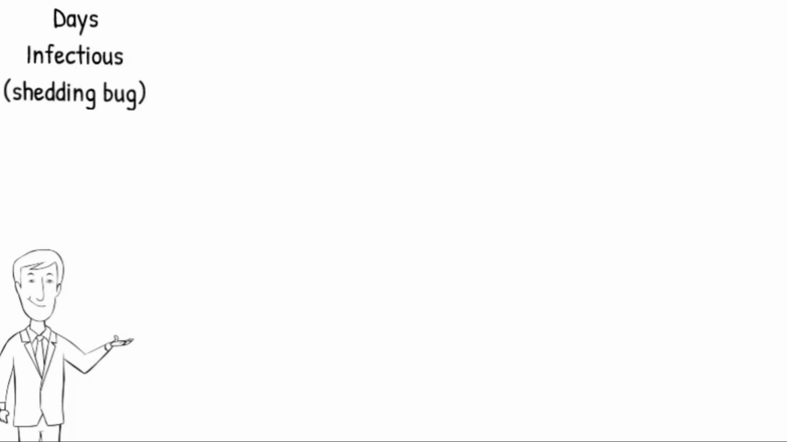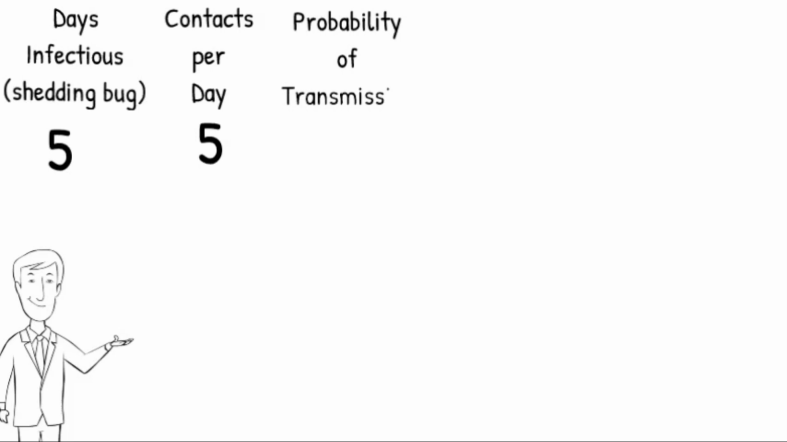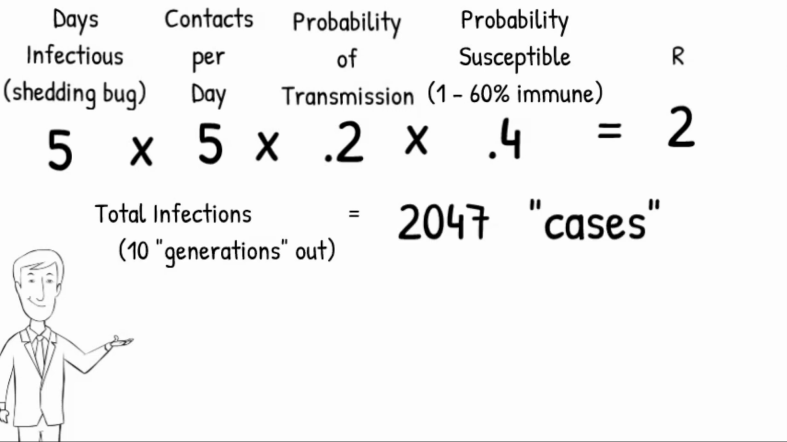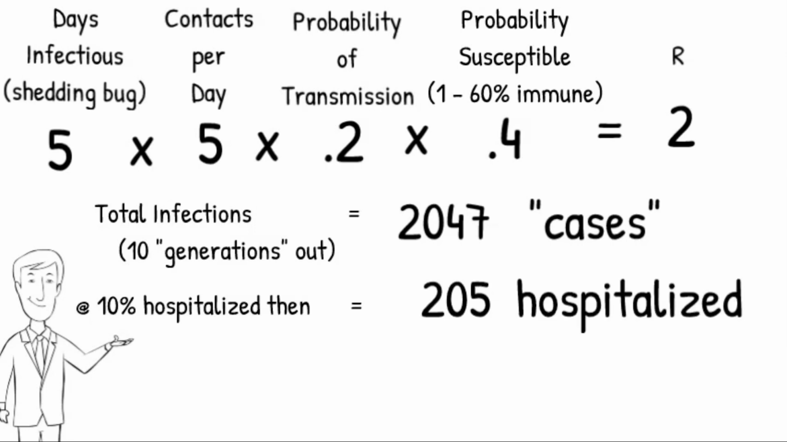So in the previous example, each person in the population was infectious, shedding the virus for an average of 5 days. And during those 5 days, they made 5 contacts per day. And the probability of a transmission per contact, we said, was 20%. And we said 60% of the population were already immune to that cold, or perhaps even influenza through cross immunity to past vaccination and infection with influenza. So 40% were susceptible to this cold again. When you multiply that through, we get an R of 2 new cases produced per existing case on average. And 10 generations out, that creates 2,047 infected people or cases, and at 10% hospitalization, 205 hospitalized, and at 1% death among those infected, 20 deaths.